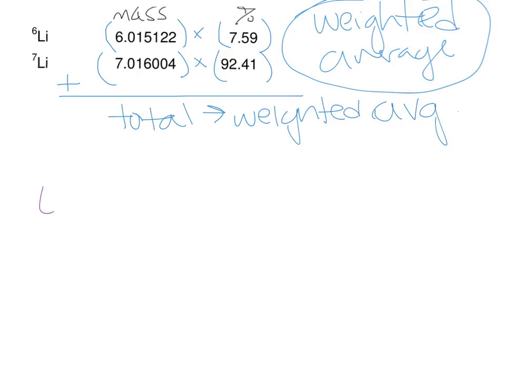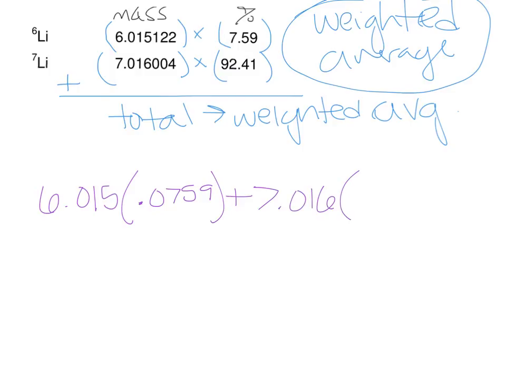We're going to start off with about 6.015. I don't want to use all those decimal places, but if you want to, that's fine. I'm going to multiply that by the decimal version of this percent. So I have to move the decimal place over twice. That gives me 0.0759. I'm going to add that to my second mass, which is 7.016 approximately. And I'm going to multiply that by, that's a decimal, I promise, 0.9241.